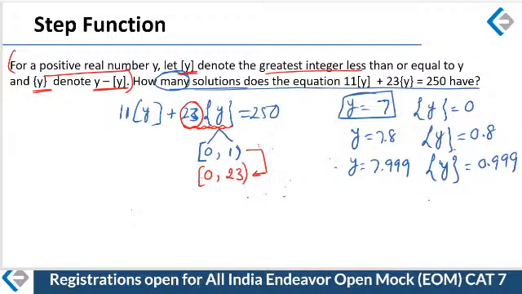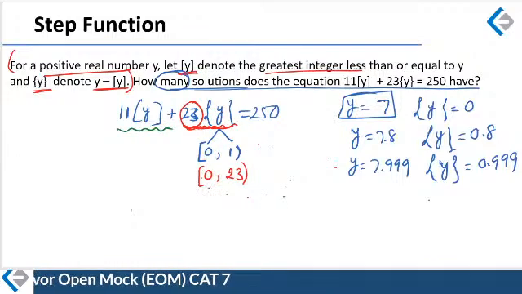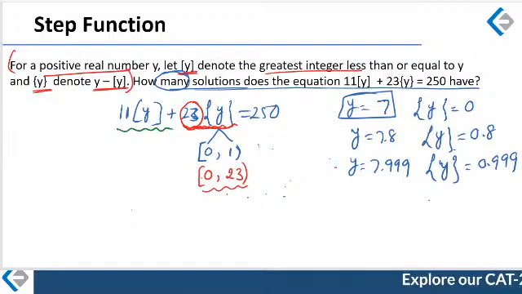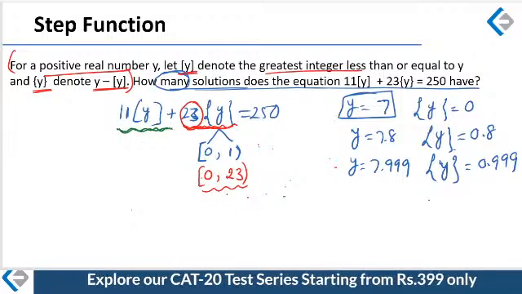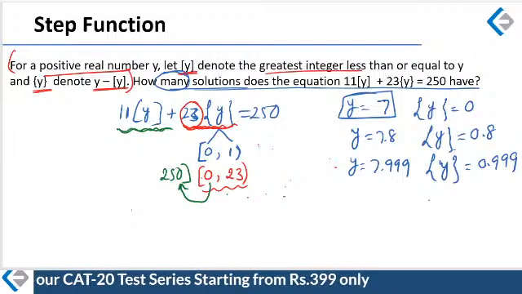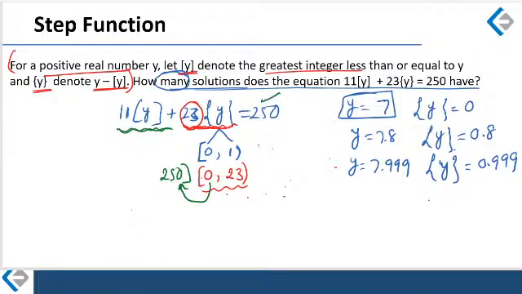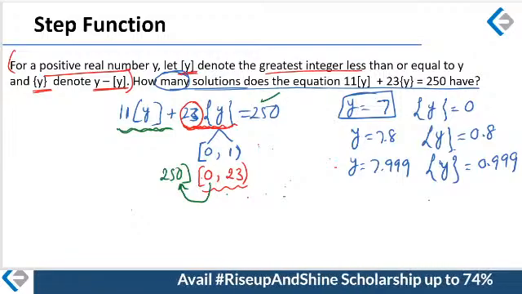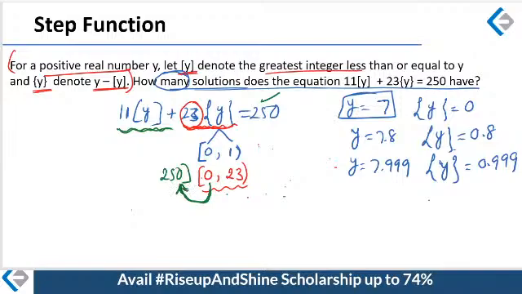Good, guys. Now take a look at this. If the 23 times the fraction part, the red one, can take values from 0 to 23, what values should the 11 times the integral part take? When this is 0, the 11 times the integral part should take the entire 250, because the sum is 250. When the 23 times the fraction part is 0, the 250 is coming from the 11 times the integral part.